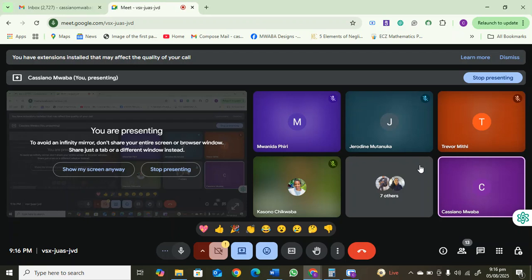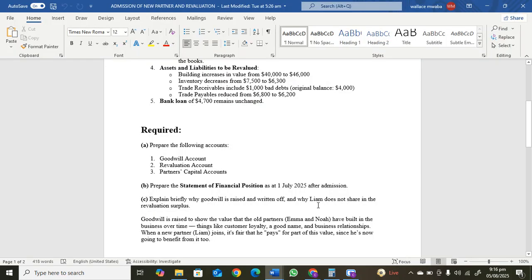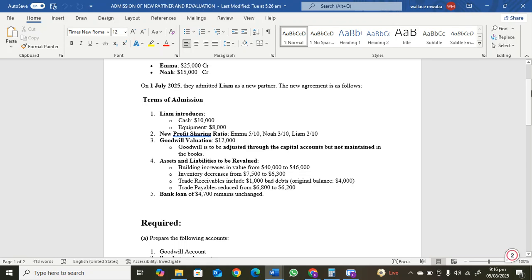Okay, colleagues. So here, goodwill is valued at 12,000. Now we need to open the goodwill account and we need to write it off. So colleagues, how do we open this goodwill account? Remember, it's the same thing that was done last time for the goodwill. I just want to see who remembers. What is the first thing we need to do here in terms of goodwill?